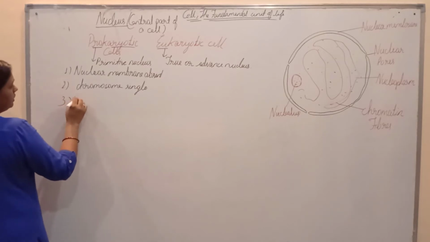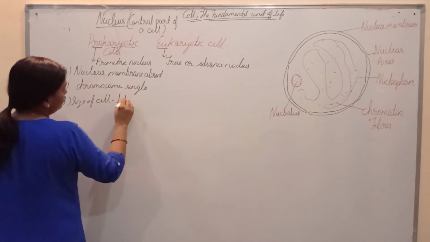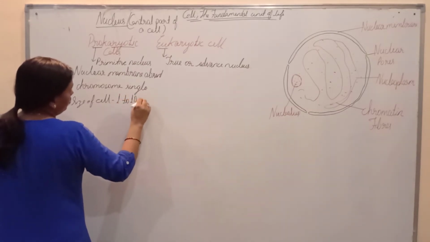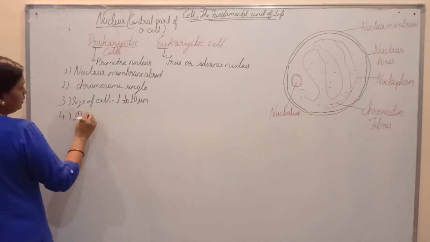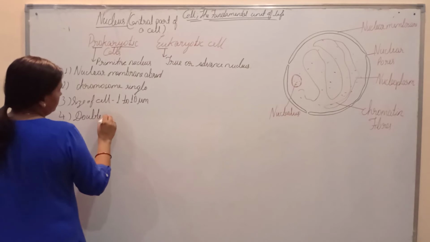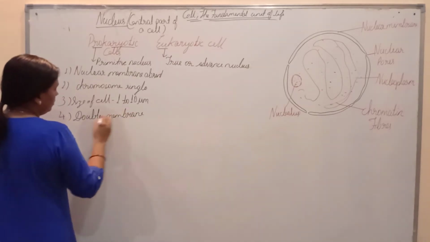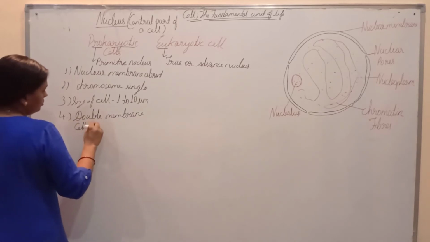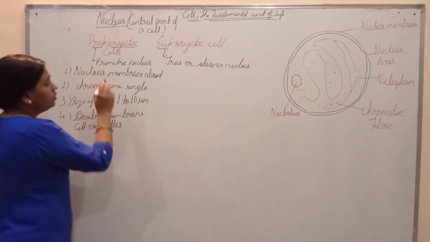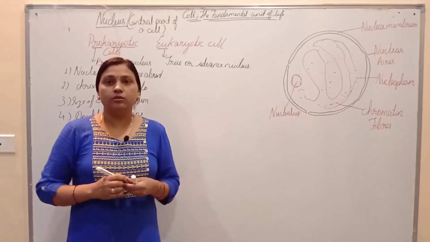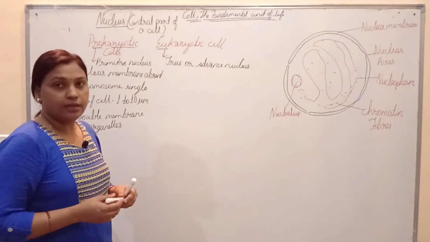Also the size of the cell is 1 to 2 micrometers. Double membrane cell organelles are absent. Here the nuclear membrane is absent and the DNA or chromosomes float inside the cytoplasm freely.